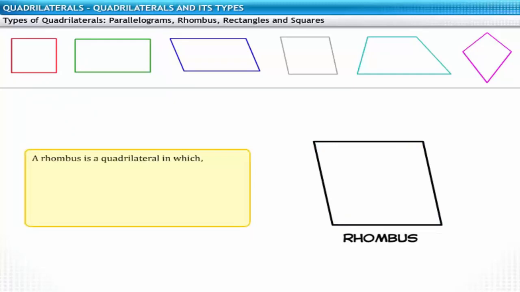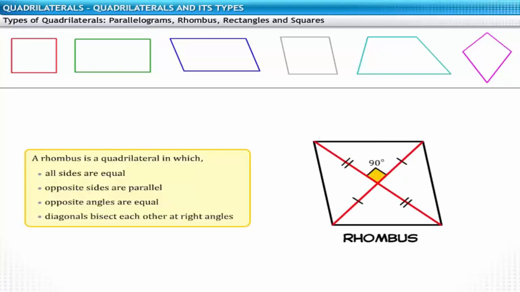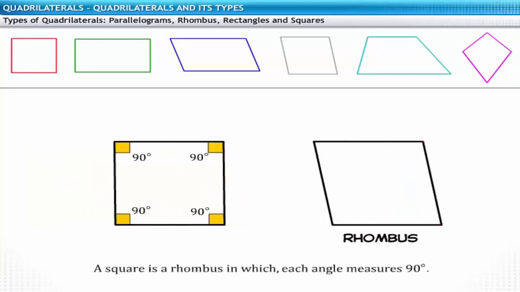A rhombus is a quadrilateral in which all sides are equal in length. Opposite sides are parallel. Opposite angles are equal. And diagonals bisect each other at right angles. Thus, we can say a square is a rhombus in which each angle measures 90 degrees.